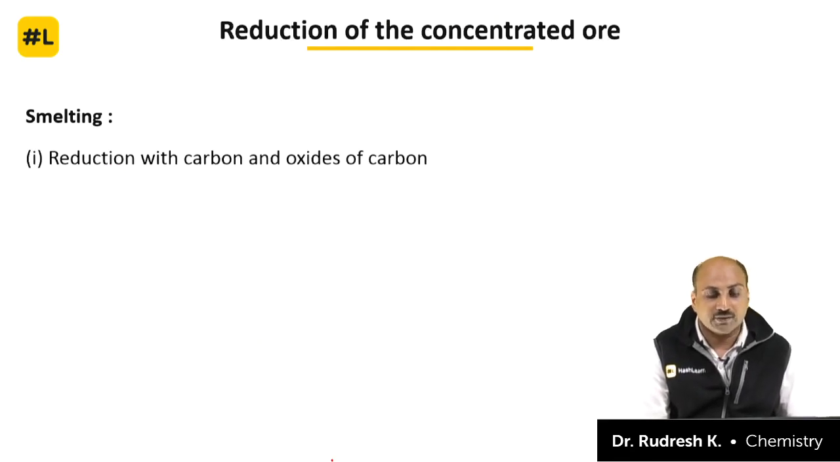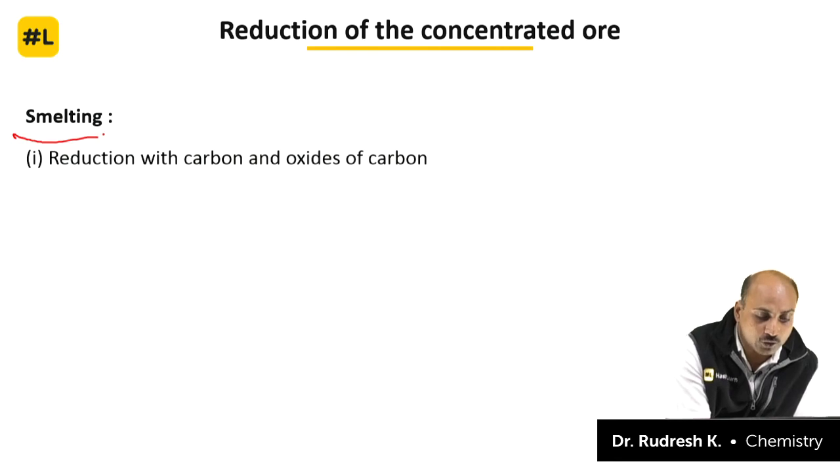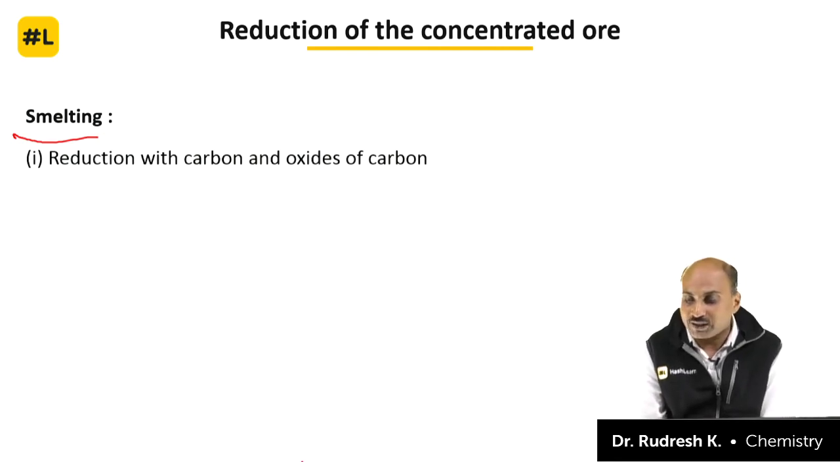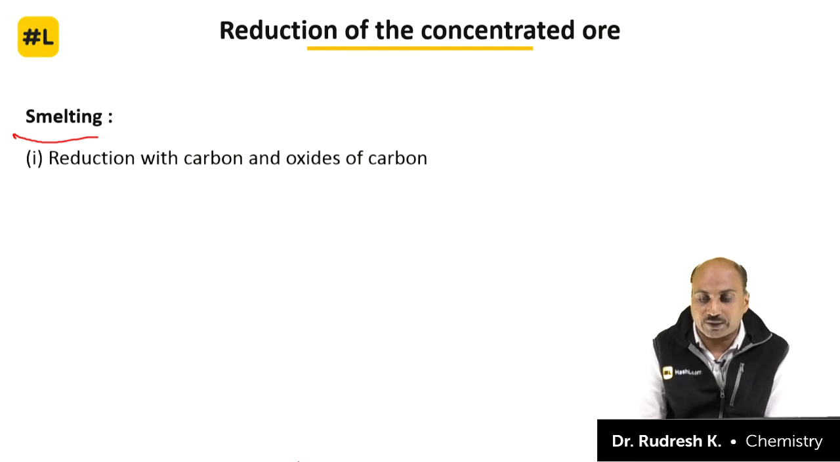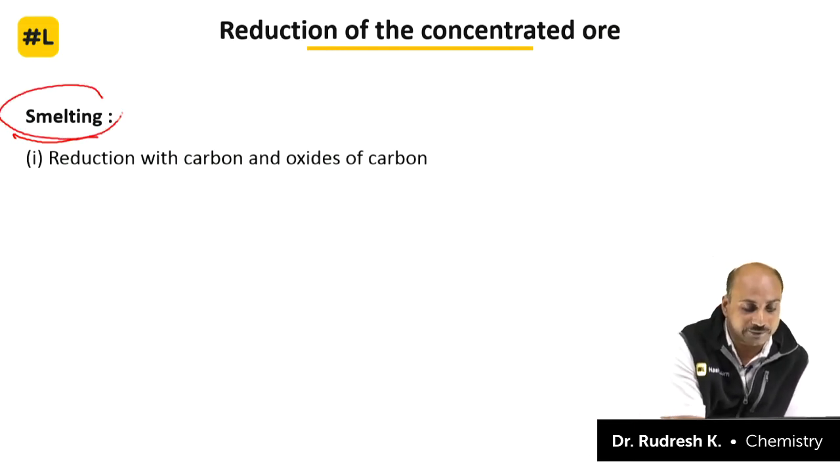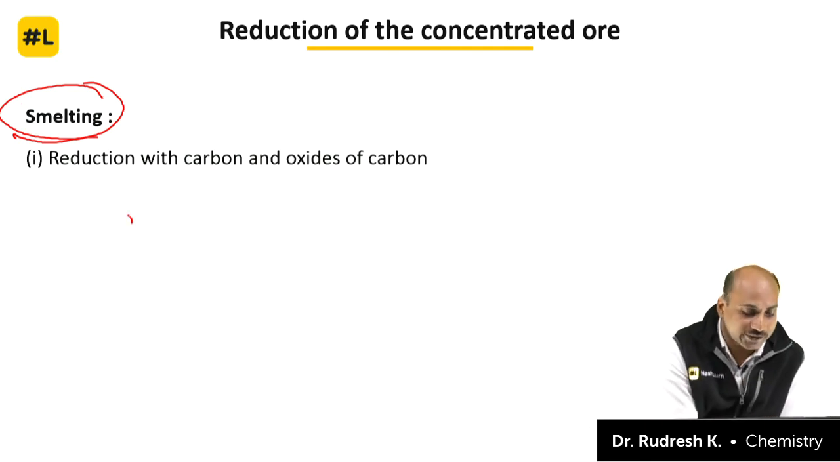The next is reduction, because the first step is over, and now we want to go for reduction. This is where we talk about smelting. Smelting is once again a very important process in metallurgy. So what is the role of smelting? In this process, the extraction of metal in the fused state is what we call smelting. What is this fused state?